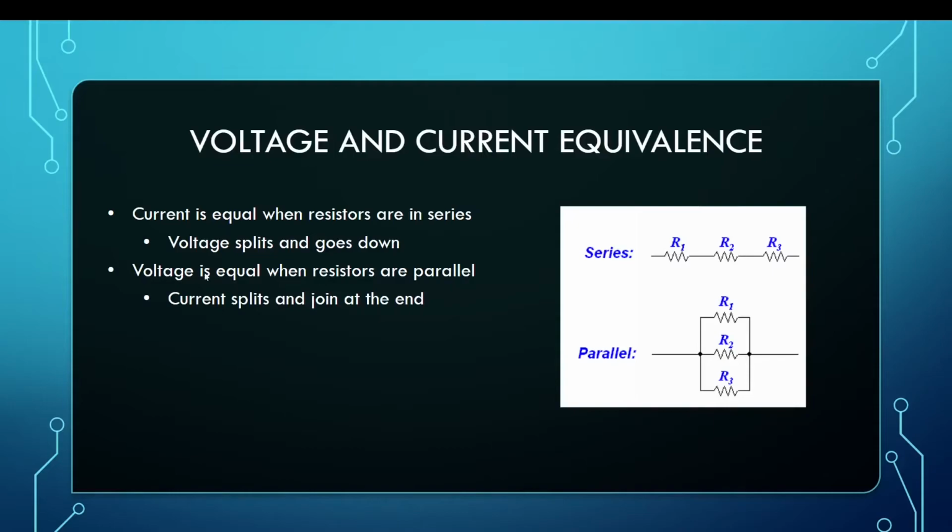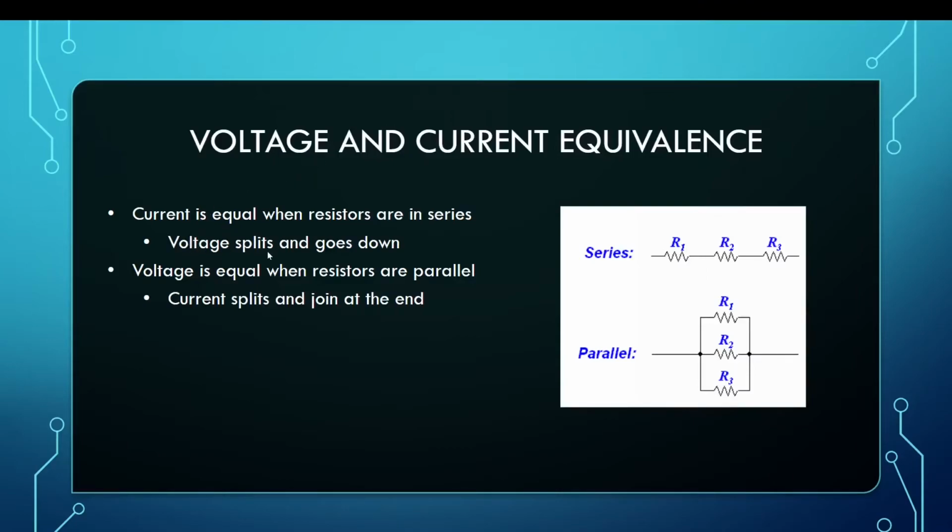Voltage is equal when resistors are in parallel. At that node here, I'm going to talk about different parts of circuits in the circuit tutorial. I'm going to be making a new series called Circuits, and that's where I'm going to talk to you guys about different parts of the circuit. So voltage is equal at that node. That junction right here is called a node.